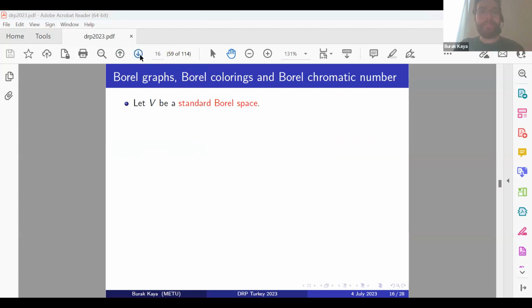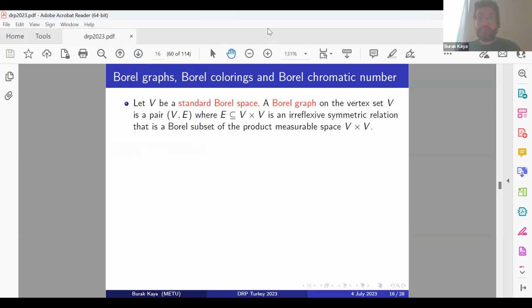Now, this time, my vertex set is not going to be an arbitrary set. It's going to be a standard Borel space. So it has a measurable set structure. My graph, my edge relation, which was a subset of the Cartesian product, is going to be irreflexive and symmetric, but I want it to be measurable as well. I want it to be a Borel subset. So I want this edge relation to be a Borel subset now.